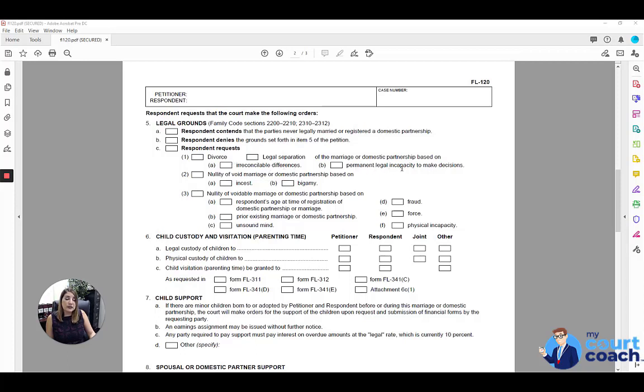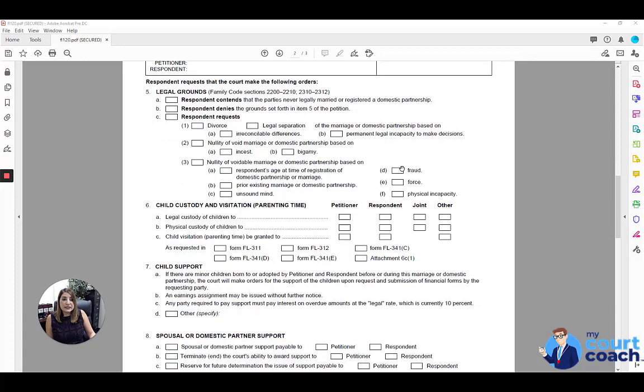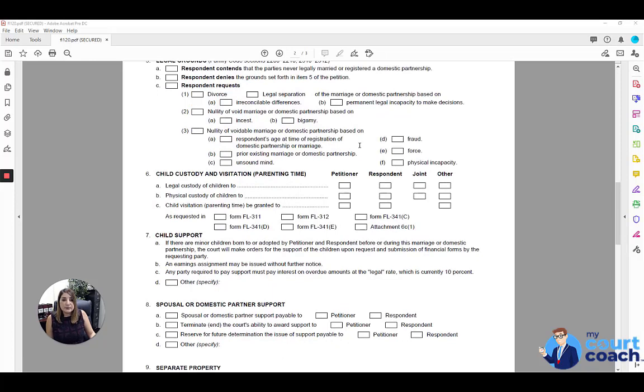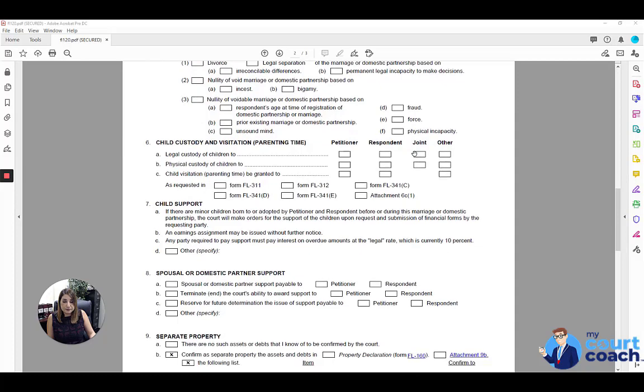If you choose to mark legal incapacity, just be aware that you're going to have to prove that legal incapacity down the road. If this is based off of an annulment request and that is specific to incest or bigamy, you would mark the appropriate box in line 5C2, whether it's A or B. If it is a voidable marriage based on either the respondent's age at time of marriage, prior existing marriage, or unsound mind, fraud, force, physical incapacity, if those are any of the grounds you want to allege as part of a nullity, then you would mark box 5C3 and the grounds that you believe exist.